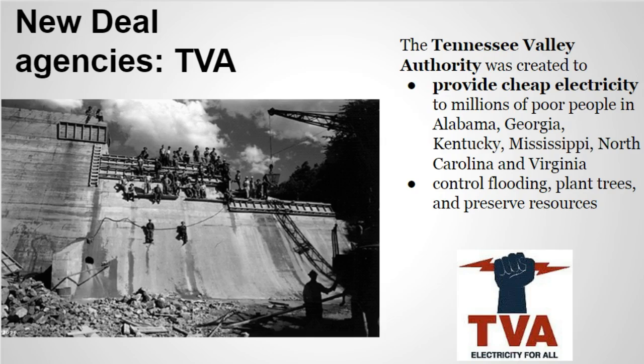Some of the achievements of the New Deal are too big to miss. Here is a dam being built in one of the Appalachian states. It was created in the late 30s by the Tennessee Valley Authority, whose purpose was to provide cheap electricity to millions of people in Alabama, Georgia, Kentucky, and other Appalachian and southern states. Those people needed electricity and work. These projects also had the purpose of controlling flooding and preserving natural resources.